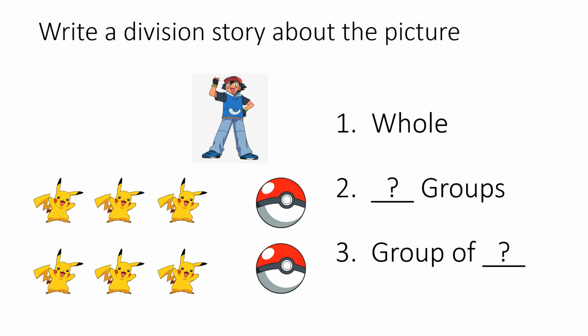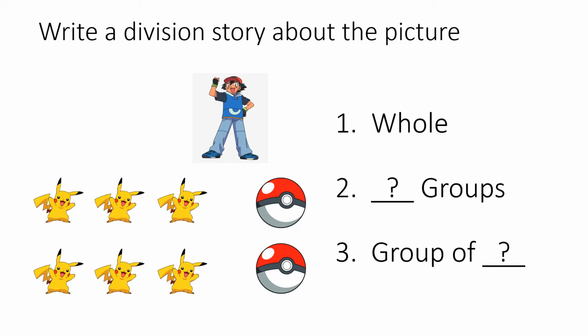First question you must ask yourself is, which of these items are the whole? Is it the Pokeball? Is it Ash or is it Pokemon? Next question you have to ask yourself is, which item groups the rest of these items up? And the third question you ask is, groups of what exactly? So when you write a story, these are the 3 things that you need to know.